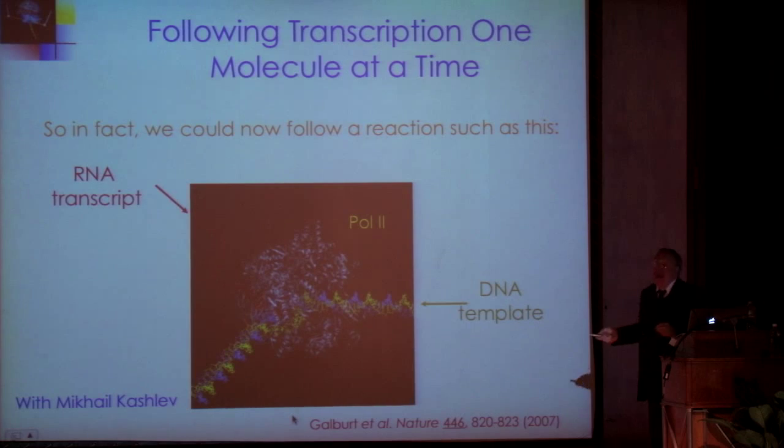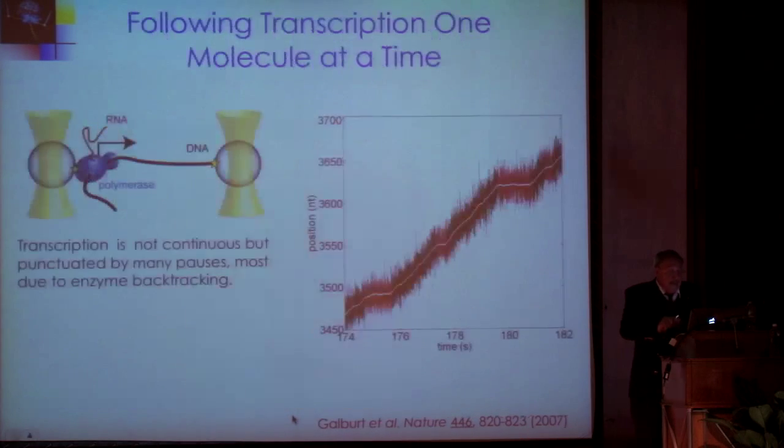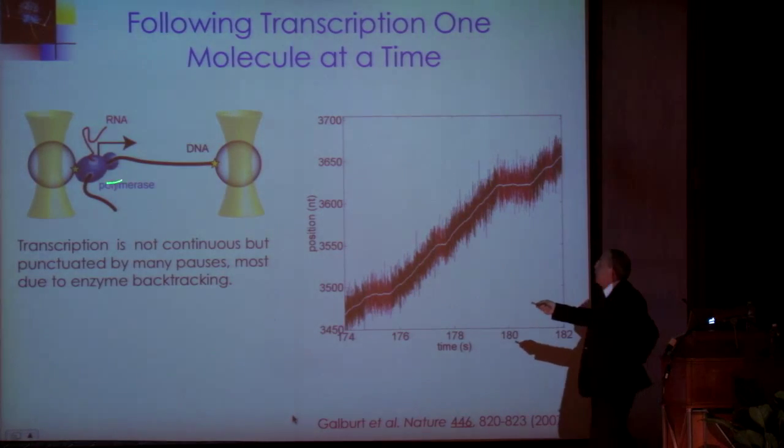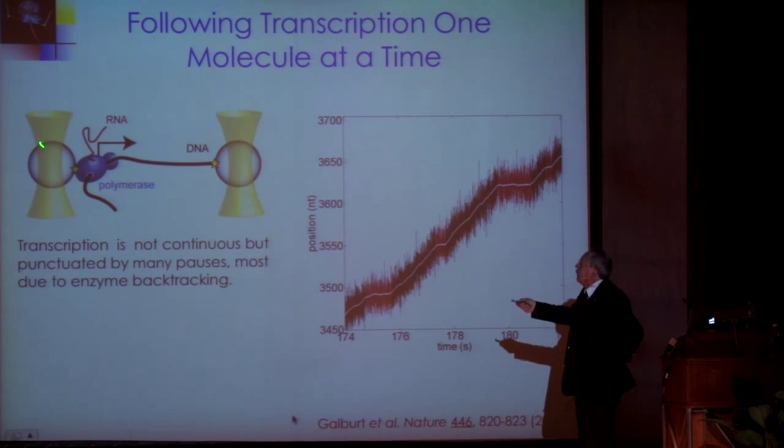We can actually grab one of these molecules, just as shown here. We grab it by the back into a tiny little bead, which is trapped in an optical trap, and then the distal end of the DNA over which the polymerase wants to walk is also grabbed in another bead on another trap.